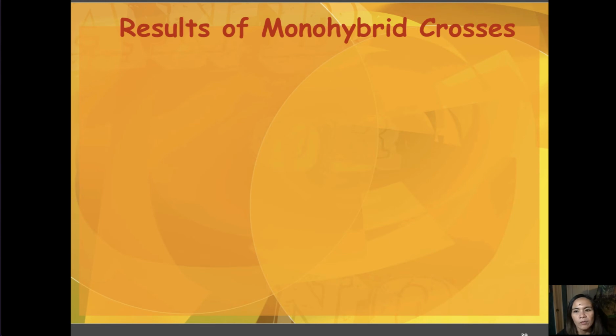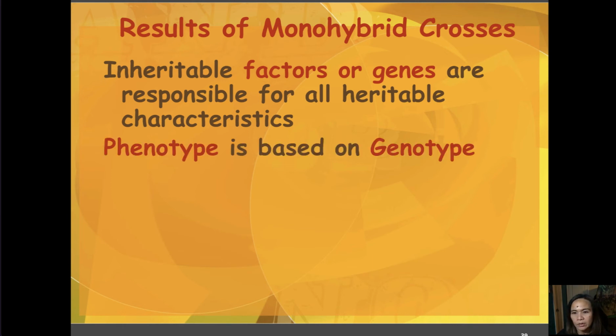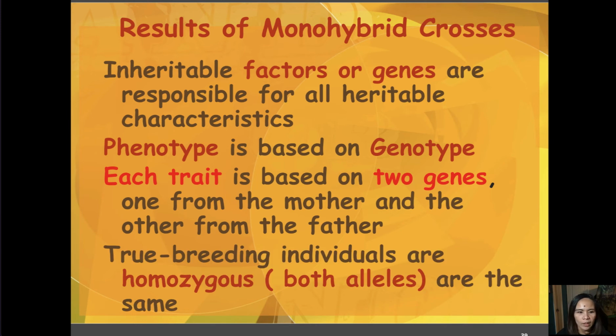Now, the results of monohybrid crosses. Inheritable factors or genes are responsible for all heritable characteristics, and the phenotype is based on the genotype. Each trait is based on 2 genes, one from the mother and one from the father. And the true breeding individuals are homozygous, meaning both alleles are the same.